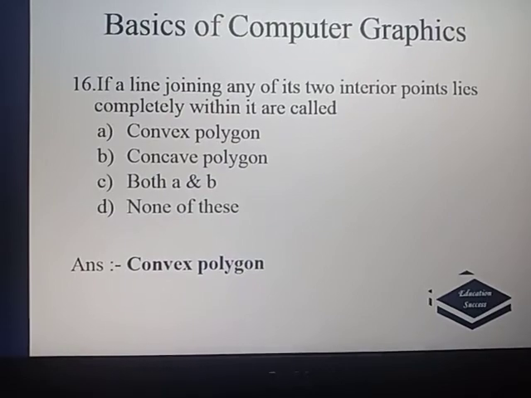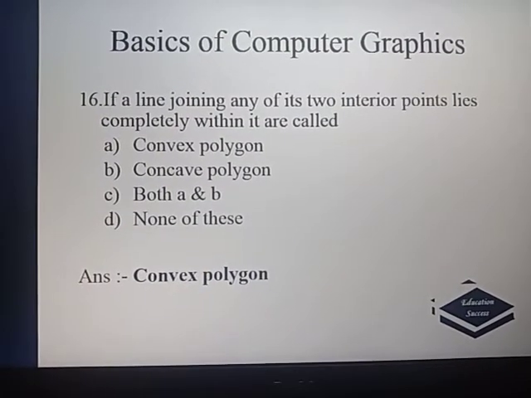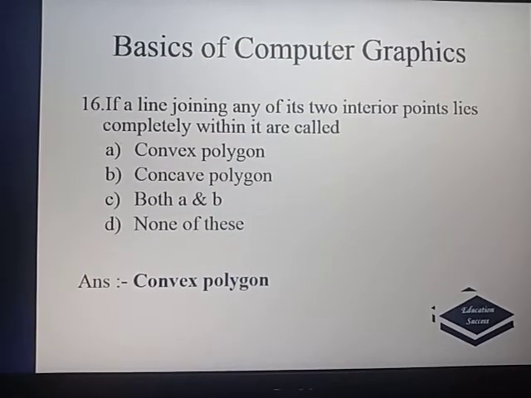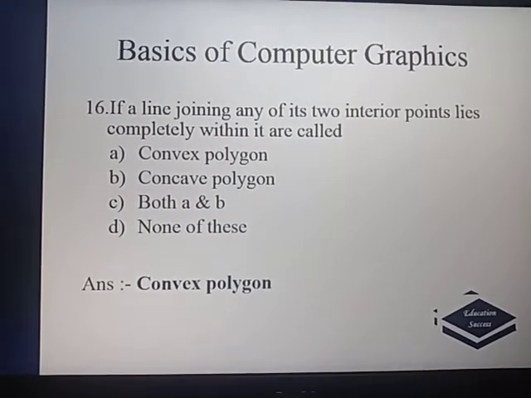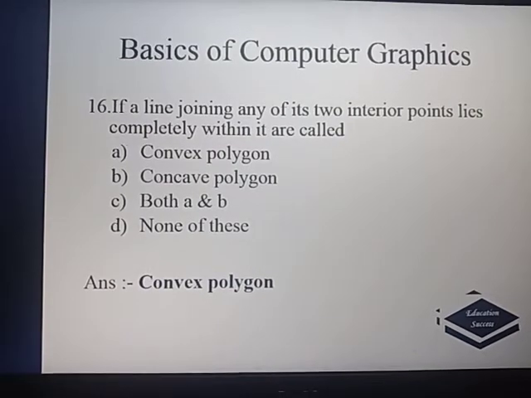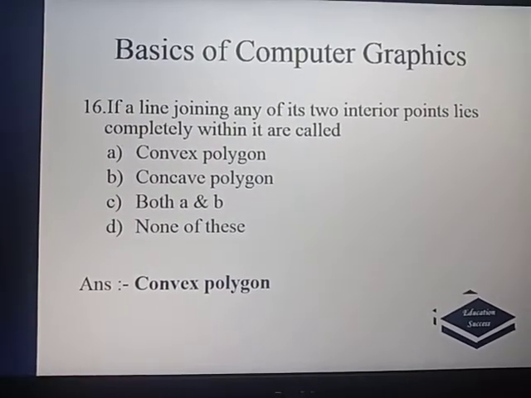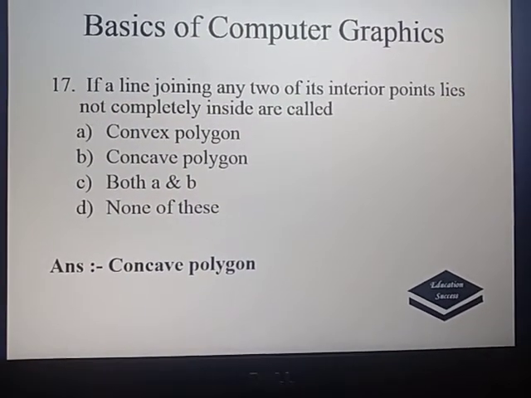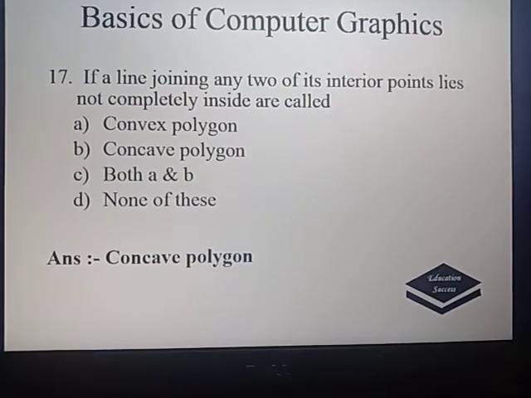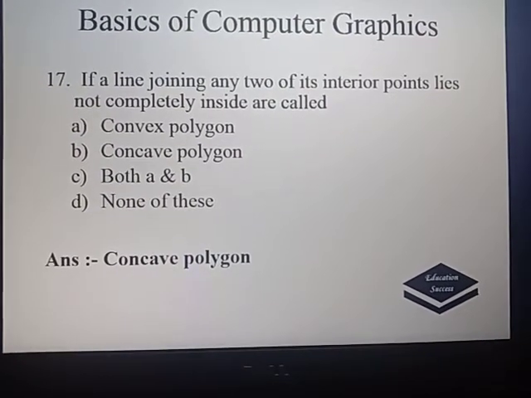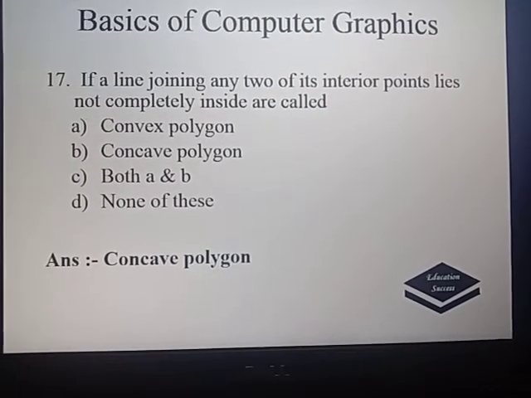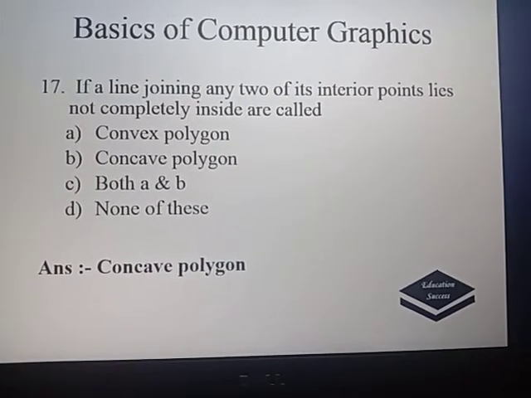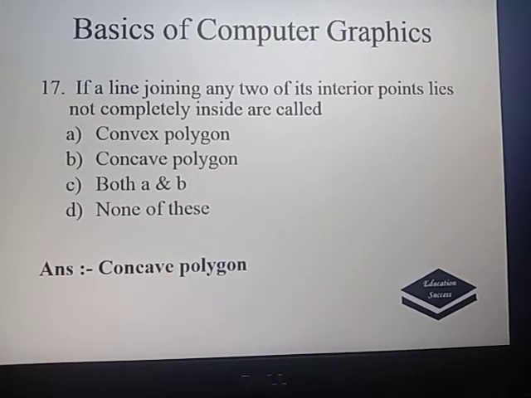If a line joining any two of its interior points lies completely within it, it is called: convex polygon, concave polygon, both A and B, none of these. The correct answer is convex polygon. If a line joining any two of its interior points does not lie completely inside, it is called: convex polygon, concave polygon, both A and B, none of these. The correct answer is concave polygon.